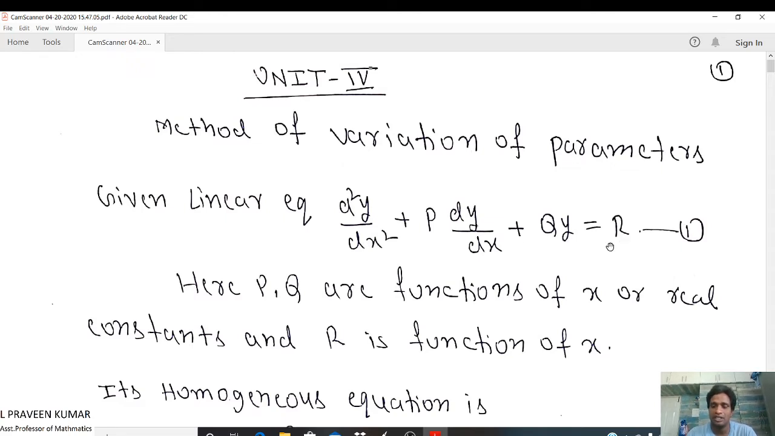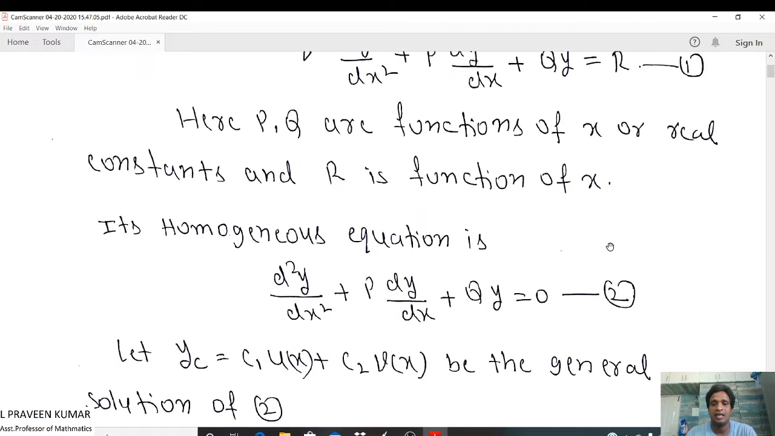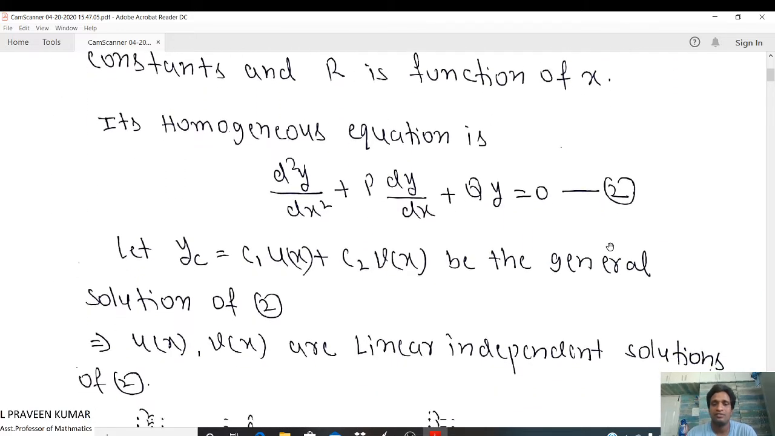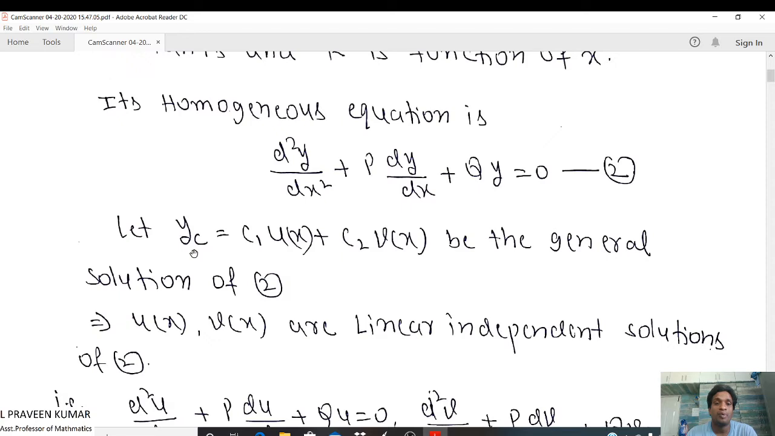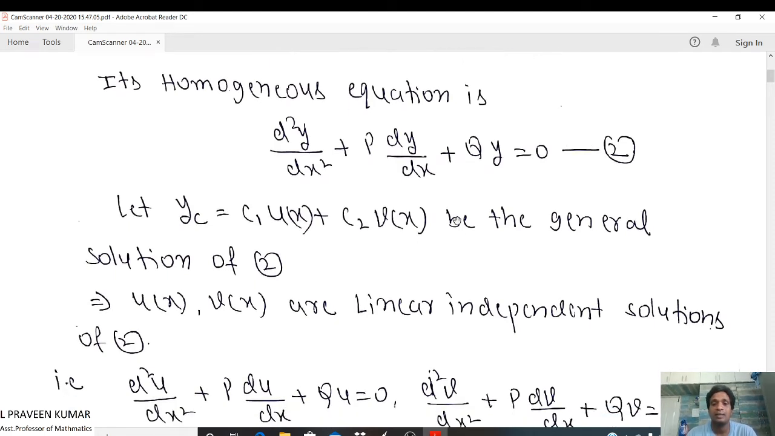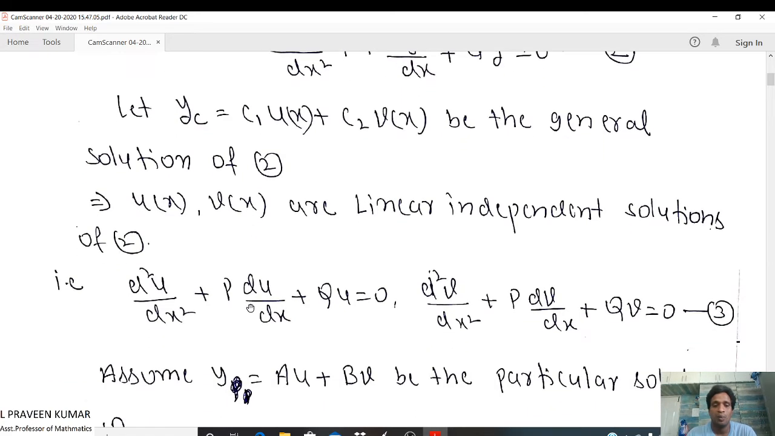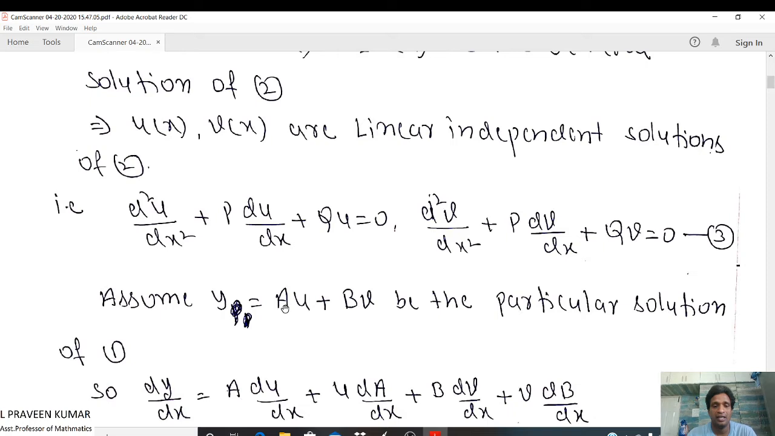If it is a differential equation of this type, then first we found the complementary function, that is yc equals c1 u of x plus c2 v of x, not u power of x, this is u of x. Then we assumed yp, the particular integral, in the form a into u plus b into v.